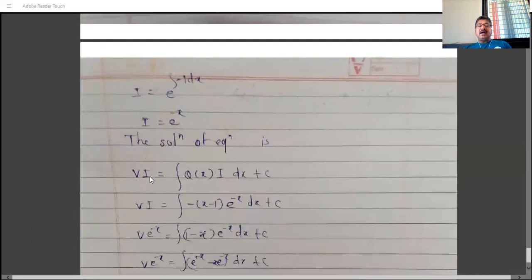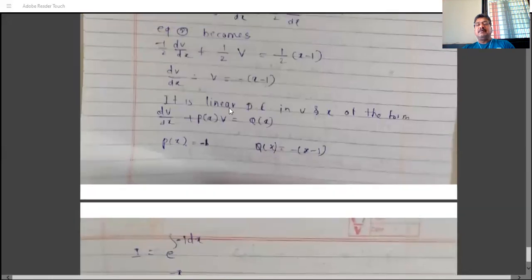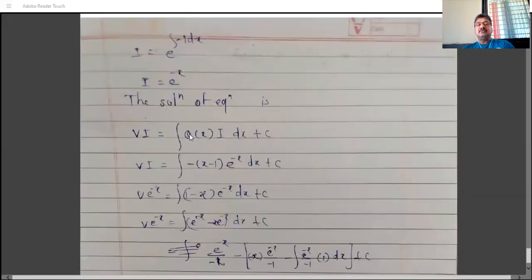Instead of y, we write v: v times I is equal to integration Q times I dx plus constant. So this is the formula to obtain the general solution of a linear differential equation. What is the formula? y times I is equal to integration Q times I dx plus c. So instead of y, we have to write v, because this is a linear differential equation in v and x. So v times I is equal to integration Q times I dx plus c.